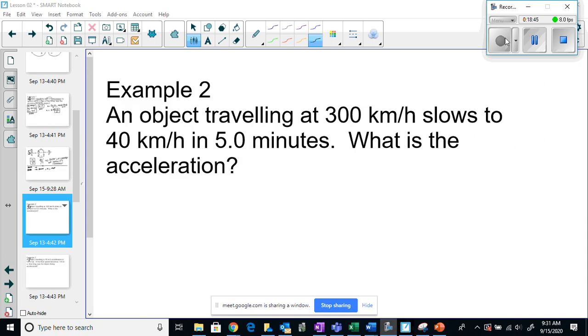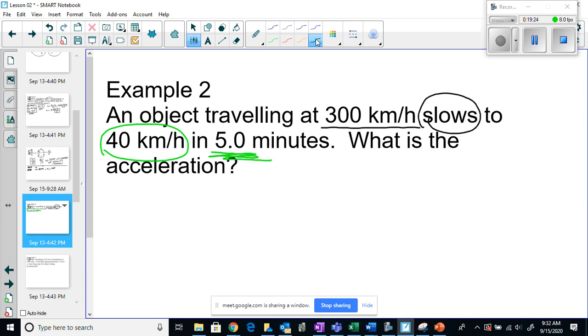Okay, so let's take a look at this example now. An object is traveling, and this is a case where if they're not saying which units you have to express the answer, then you have the freedom to do that any way you want. An object is traveling 300 kilometers per hour and slows down to 40, not 400, 40 kilometers per hour in 5 minutes.